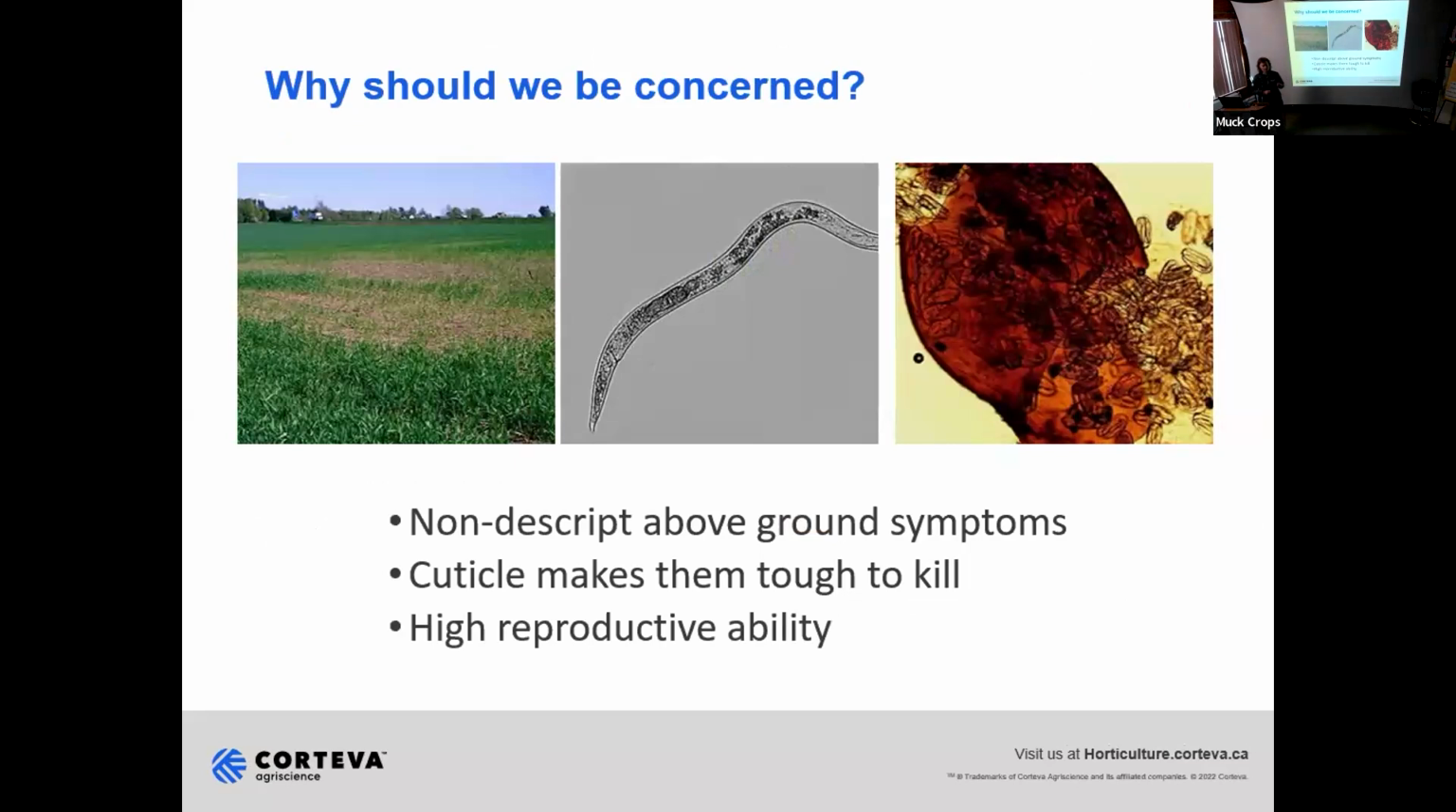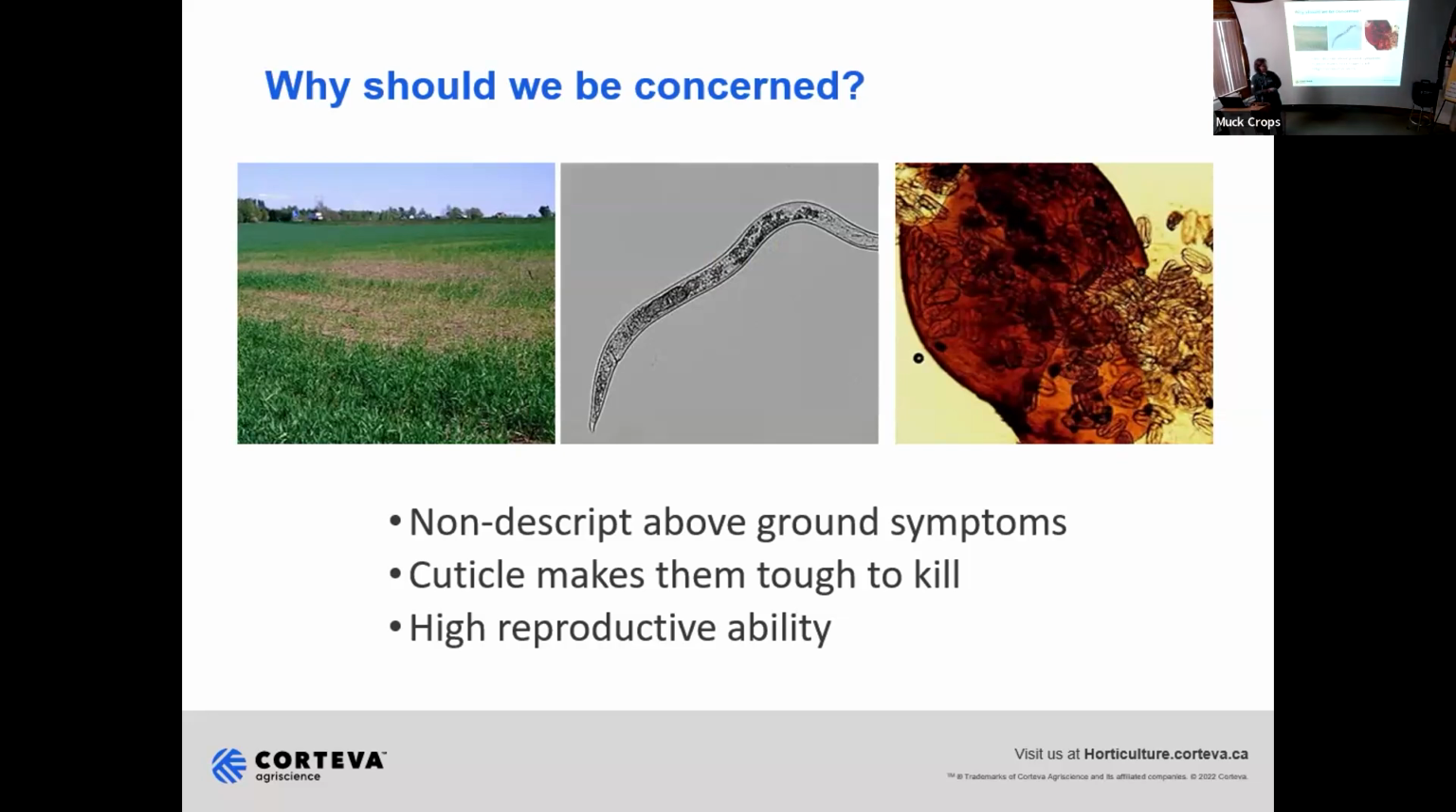So why should we care? Why do we need to be concerned with nematodes? Well, the picture on the left could be anything. It could be drought, it could be nutrient deficiencies. It could be waterlogging. It can also be nematodes. So it's difficult to figure out what is going on with your crop.